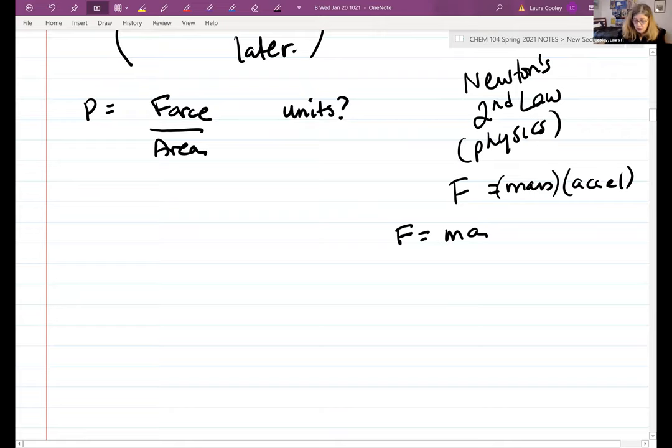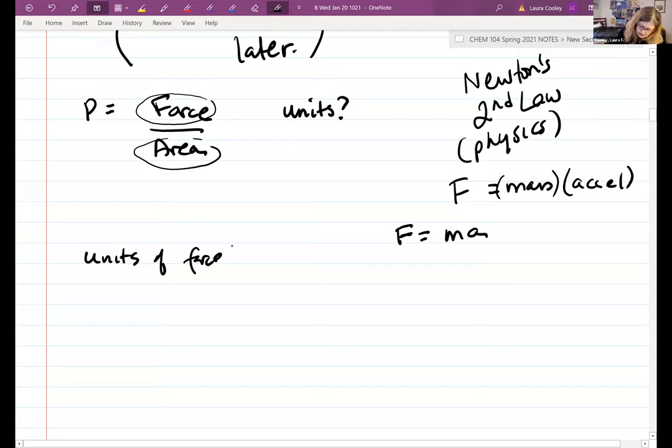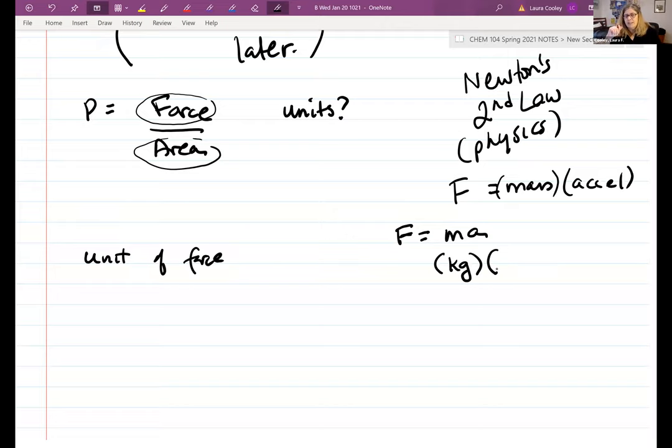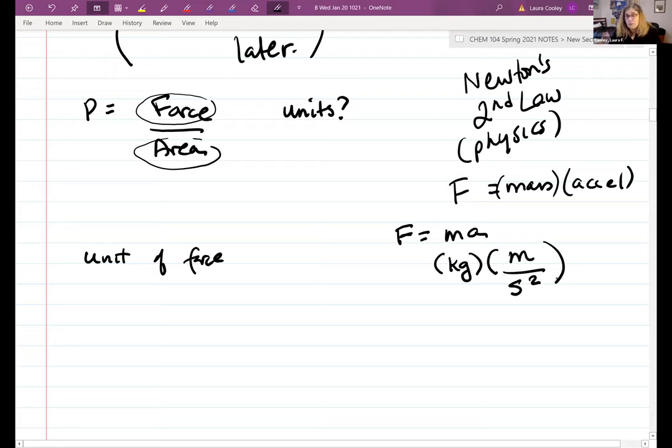Okay, so if I wanna talk about units, the unit of force per unit area, well, it's gonna be the units of force over the units of area. So the unit of force, that's gonna go on the top. Mass will be in kilograms. Acceleration is the change in the speed. So speed is meters per second. The change in speed is how many meters per second for every second? So it's meters per second per second, meters per second squared. So the unit of force will be kilogram meters per second squared.